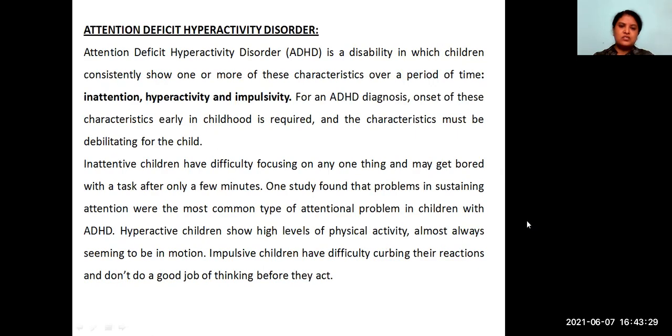Okay, attention deficit hyperactivity disorder. In this, inattention, hyperactivity, and impulsivity are taken into consideration. Inattentive children have difficulty focusing on any one thing, and they may get bored with a task after a few minutes. Hyperactive children show high levels of physical activity, almost always seeming to be in motion. And impulsive children have difficulty curbing their reactions and don't do a good job of thinking before they act.